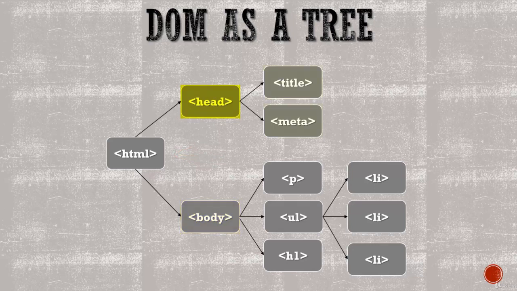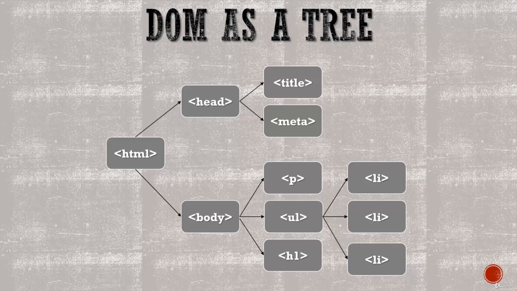The head element has two children, meta and title, siblings of one another. The children of the body element are h1, p, and ul, all siblings of one another. If we go down deeper still, we find that ul is also a parent. It has three children, all of them list elements.